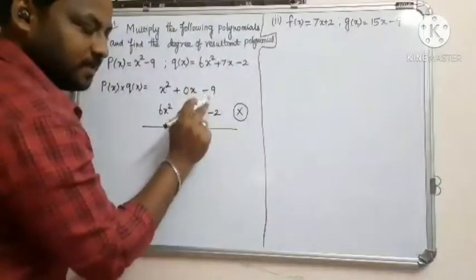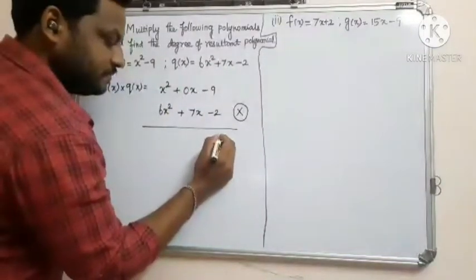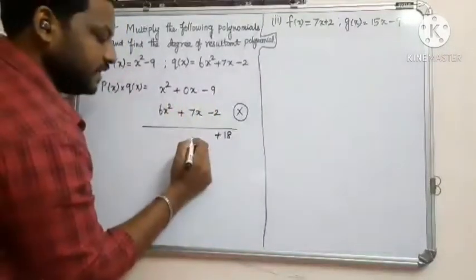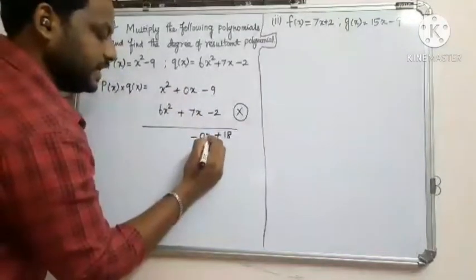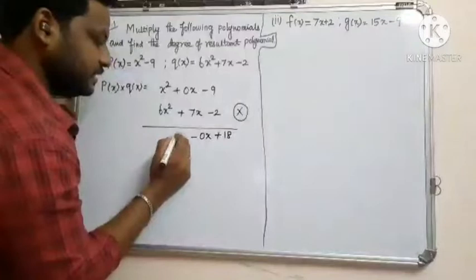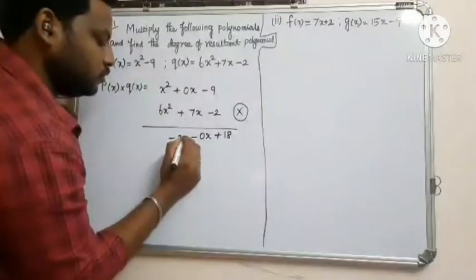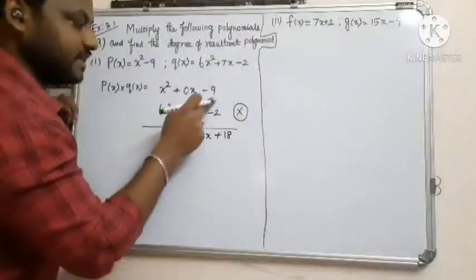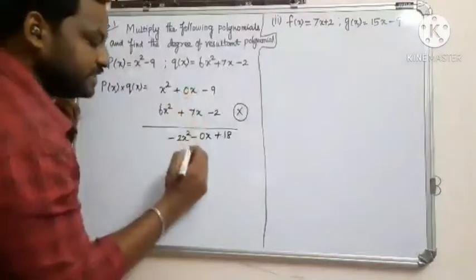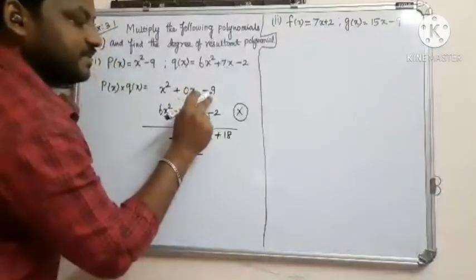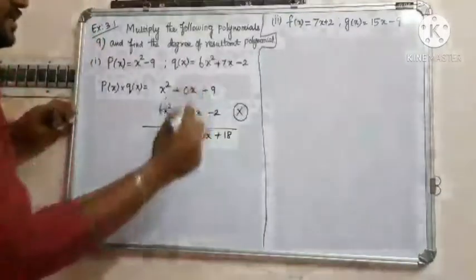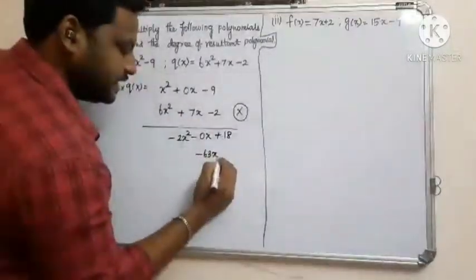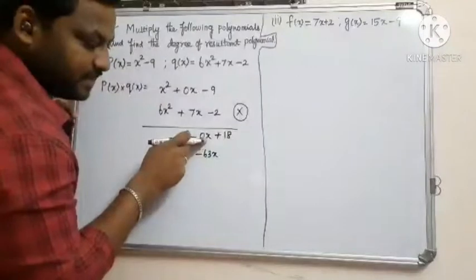First we multiply the signs: minus into minus plus, 9 2s are 18. Minus into plus minus, 2 into 0 is 0x. Minus into minus, minus 2 into x square is 2x square. And then the second term is 7x. You have to multiply 7x with all the terms. Plus into minus minus, 7 9s are 63x.